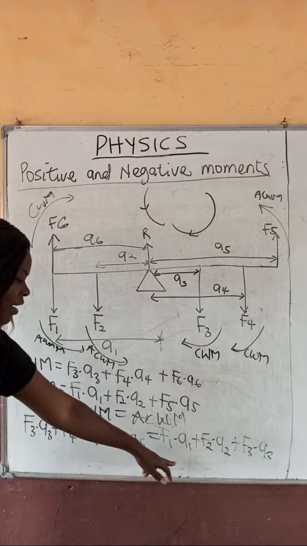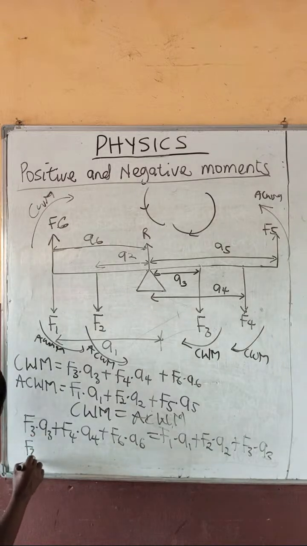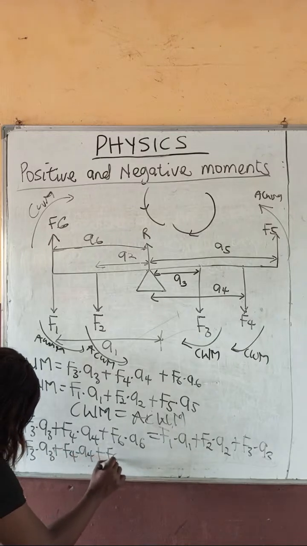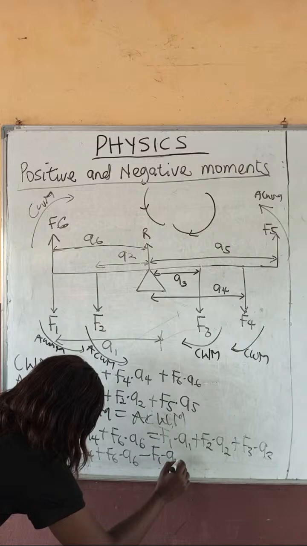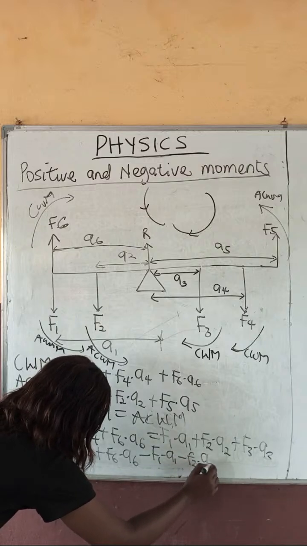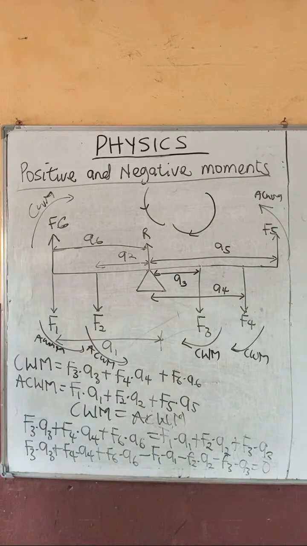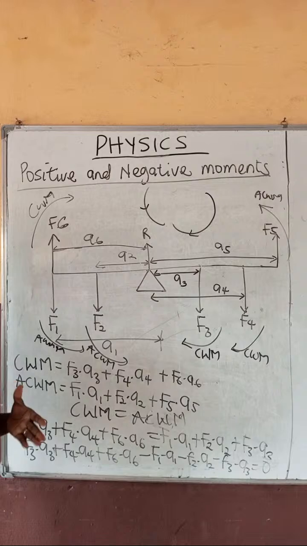Alright? Then if I carry these ones to the other side, I'm going to have positive and negative, and the sum of it is going to be equal to 0. Do you understand? And if I choose to do that, I'll say this is F3 dot A3 plus F4 dot A4 plus F6 dot A6 minus, I'm taking this one to this side, F1 dot A1 minus F2 dot A2 minus F5 dot A5 is equal to 0. Okay? So this is how we can resolve these positive and negative moments. So put it down, let's solve calculations on what we have done so far.